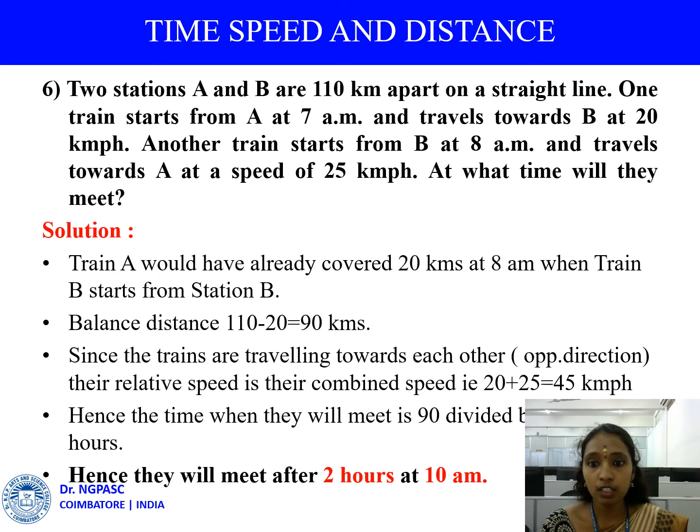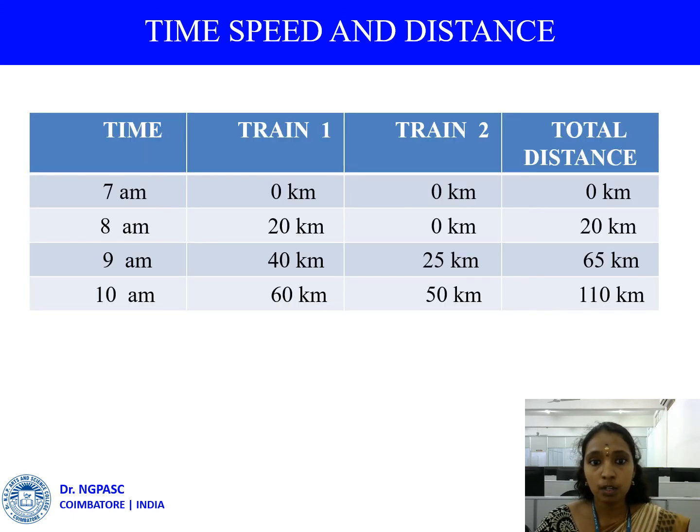After that we need to calculate the time. The time to meet is 90 divided by 45. Time equals distance divided by speed is the formula. Here distance is 90 and speed is 45. If we cancel it, we get the time as 2 hours. So the trains will meet after 2 hours from 8 a.m., that is, 9 a.m. and then 10 a.m.